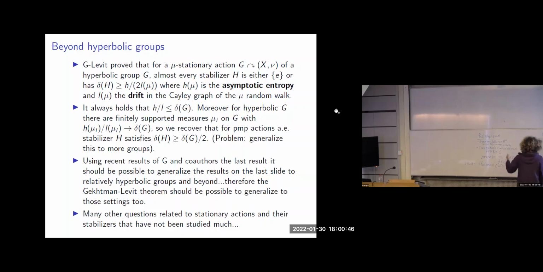So, what's entropy and drift? So I will just write some formulas on the board. So the asymptotic entropy measures the rate at which complexities of convolutions of these random walks grow.